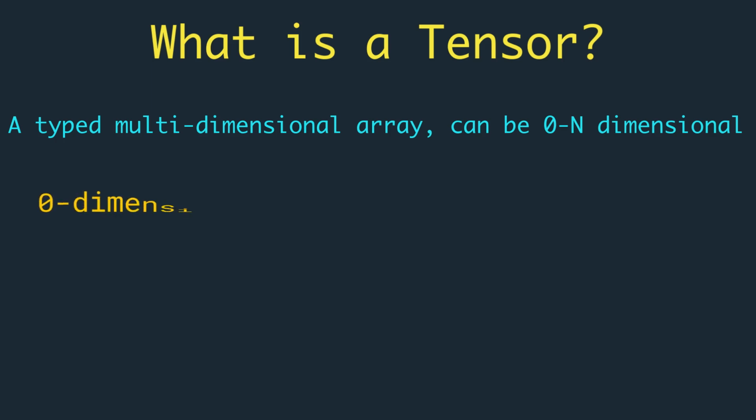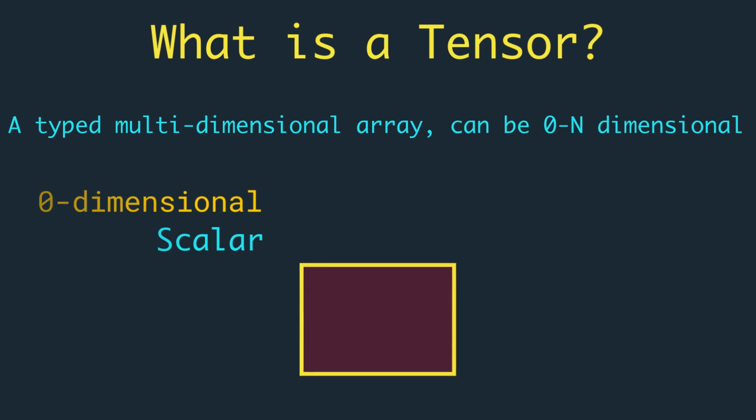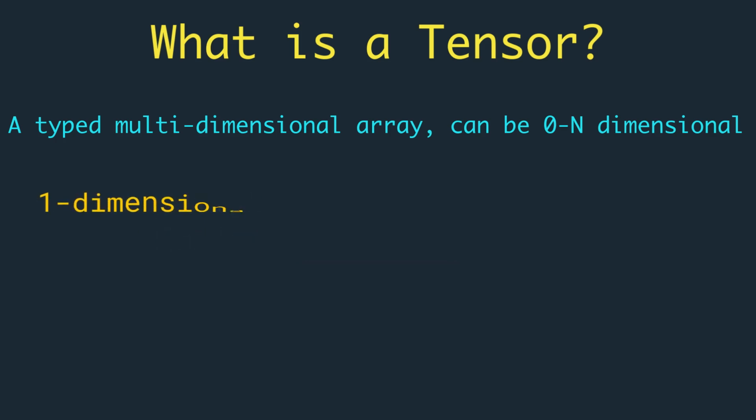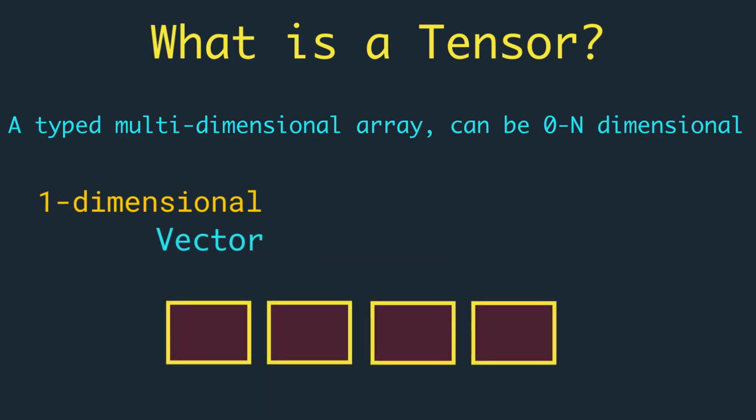First one is 0-dimensional, which we call the scalar. As you can see on the screen, it has only the magnitude. The second one is the 1-dimensional, which we usually call the vector. It has the magnitude and the direction, as you can see on the screen.